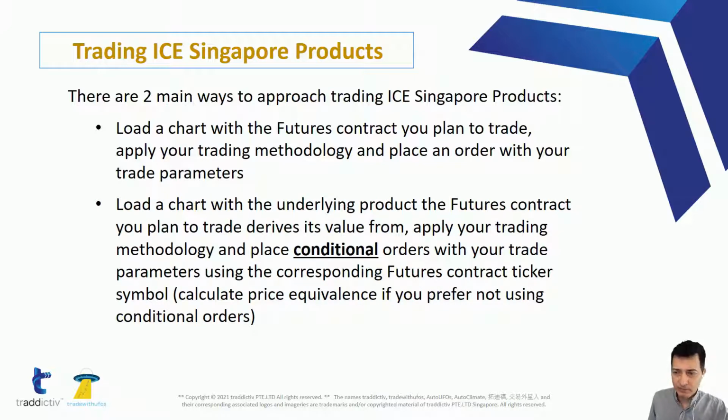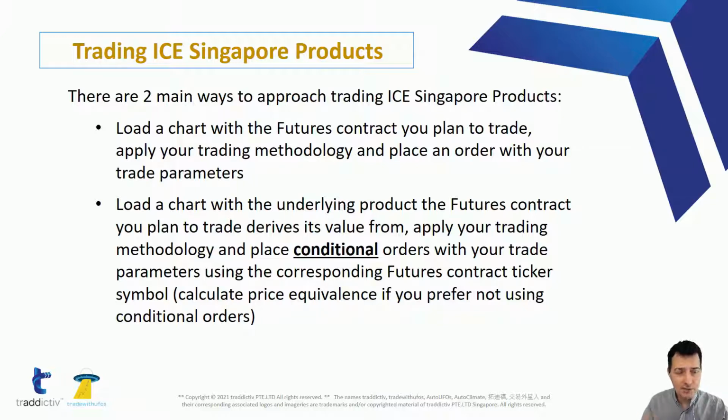The second way to approach it would be to load a chart with the underlying product that the futures contract you plan to trade derives its value from. So for example, if you want to trade the dollar index futures, instead of charting the dollar index future, a very smart approach would be to chart the dollar index itself. The dollar index is not a tradable asset, but it is chartable, okay? Just like you could chart the Singapore dollar Forex currency pair, which is the interbank exchange for the Singapore dollar, and then turn around and trade the futures contract that derives its value from the Singapore dollar currency.